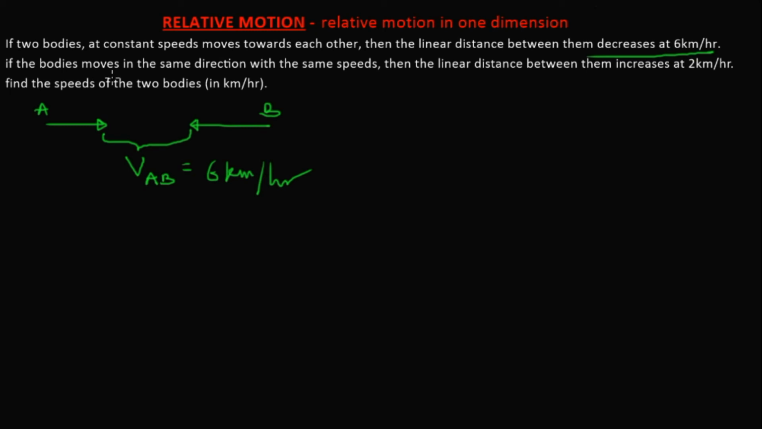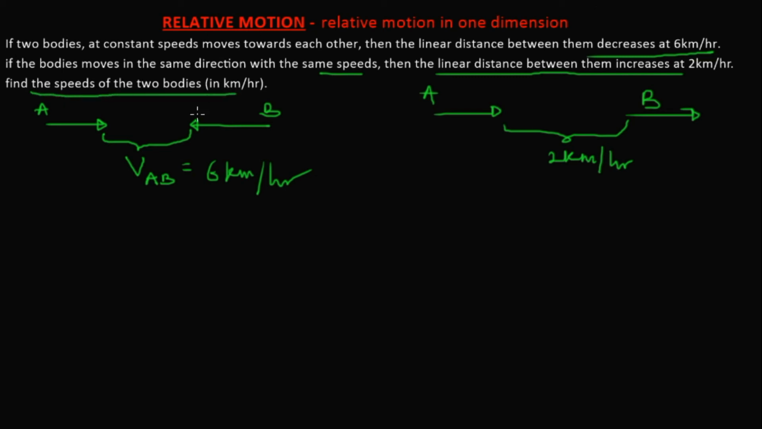Now if the bodies move in the same direction, let's consider it this way. So this is body A and this is body B. If they had moved in the same direction with the same speed, the linear distance between them increases at a rate of 2 kilometers per hour. Alright, now find the speed of the two bodies. Now the question is to find VA and then VB.